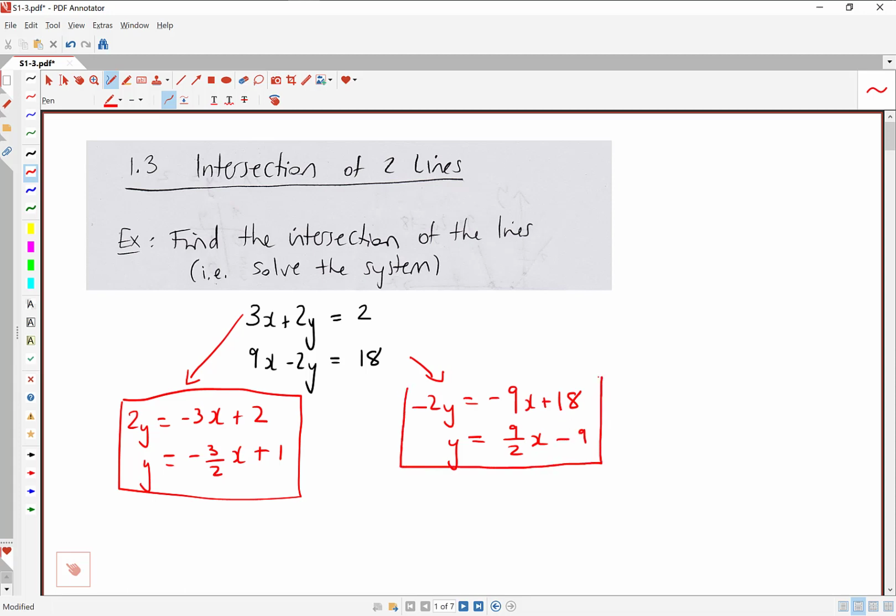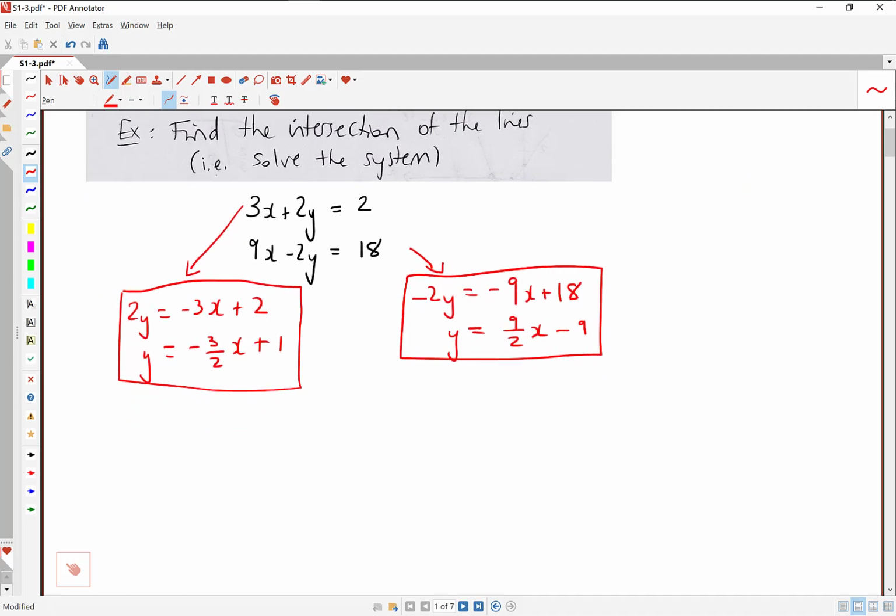Now that we've solved for y in both equations, what we're going to do is set y equal to y. We'll take y from the first equation, which was negative 3/2 x plus 1, and we're saying that's equal to y from the second equation, which is 9/2 x minus 9.